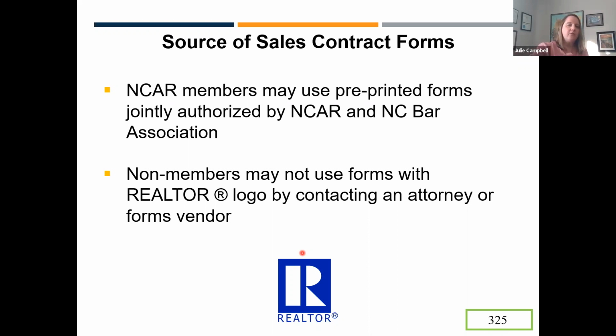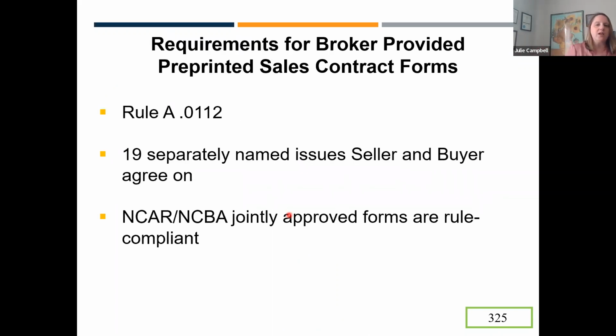I mentioned earlier that we don't just have to use standard form 2T. We can use any contract that we want. It's Commission Rule A.0112. I don't know that you need to know that number; I just put it there to be official. There is a commission rule that says if we're using any sales contract form, it has to meet these requirements of A.0112. Specifically, they mention 19 different things that must be in any form that we use.